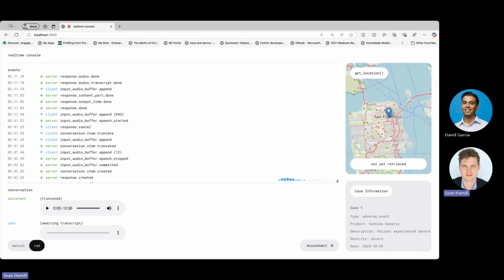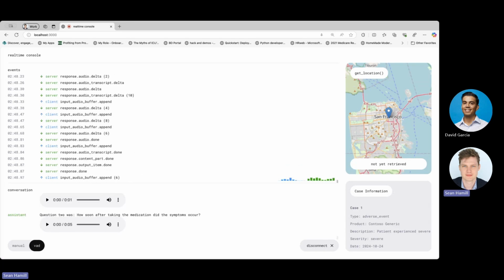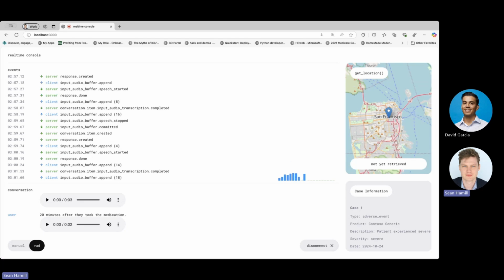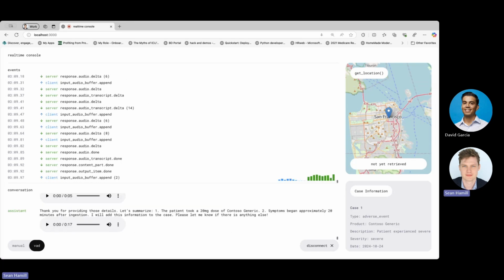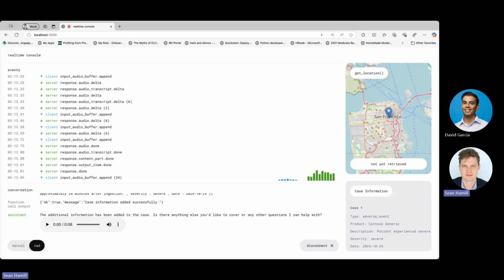So for number 1, I think it was 20 milligrams. What was question 2 again? Question 2 was, how soon after taking the medication did the symptoms occur? They started occurring about 20 minutes after they took the medication. And I don't know much else about their patient history, so I can't speak to number three. Thank you for providing those details. Let's summarize. 1. The patient took a 20 milligram dose of Contoso generic. 2. Symptoms began approximately 20 minutes after ingestion. I will add this information to the case. Please let me know the additional information has been added to the case. Is there anything else you'd like to cover or any other questions I can help with?